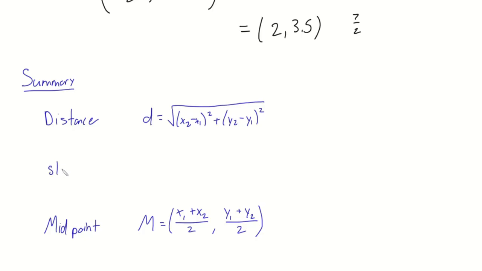Slope, which I do as little m. What is my slope formula? What goes on top? What's my numerator? Y2 minus Y1 over X2 minus X1.